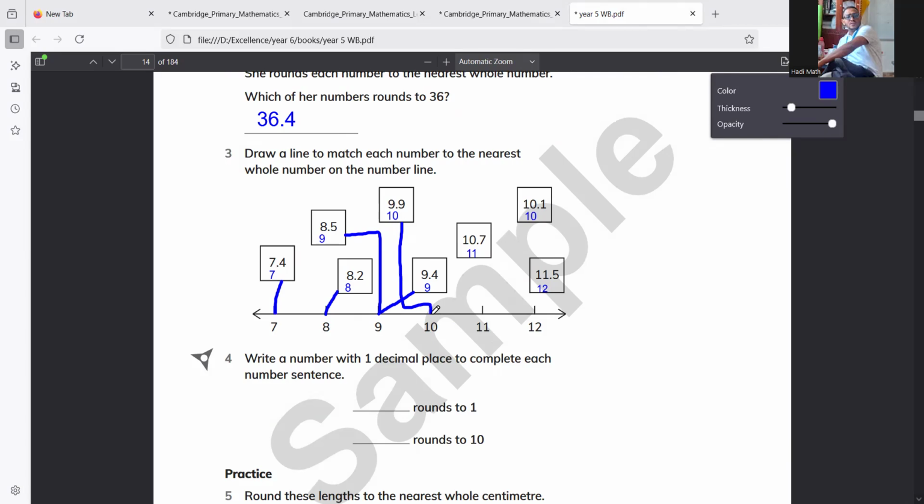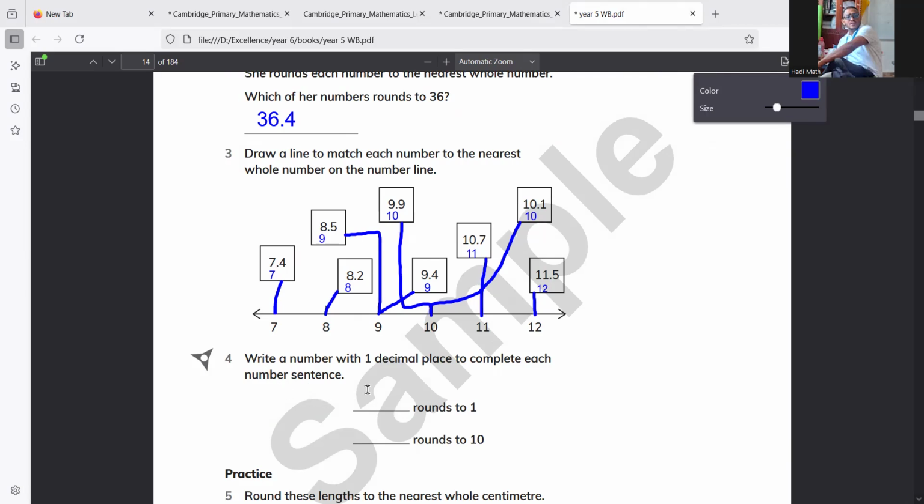Okay. You can go from here. You go this number over here to the 10. 11, you have one number is 11. So this number, you go ahead to the 11. And this number with the 12, so you go ahead. And that's it. Let's go to the question after.